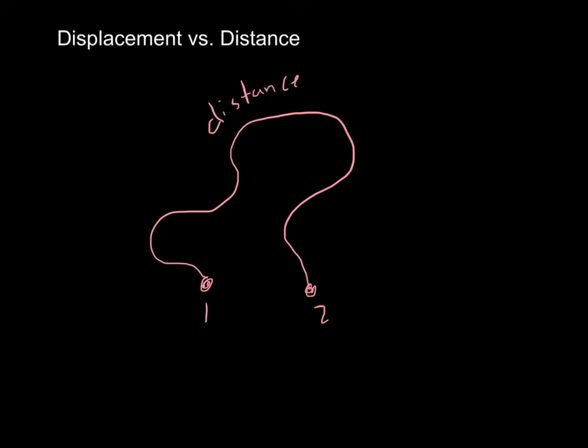Displacement, on the other hand, is how far we've gone from where we've started. It's our change in position. So our displacement, our delta x, would only be the straight line from here to here. That would be our displacement. How far are we from where we've started is another way to think of it. So that's a key difference between distance and displacement.